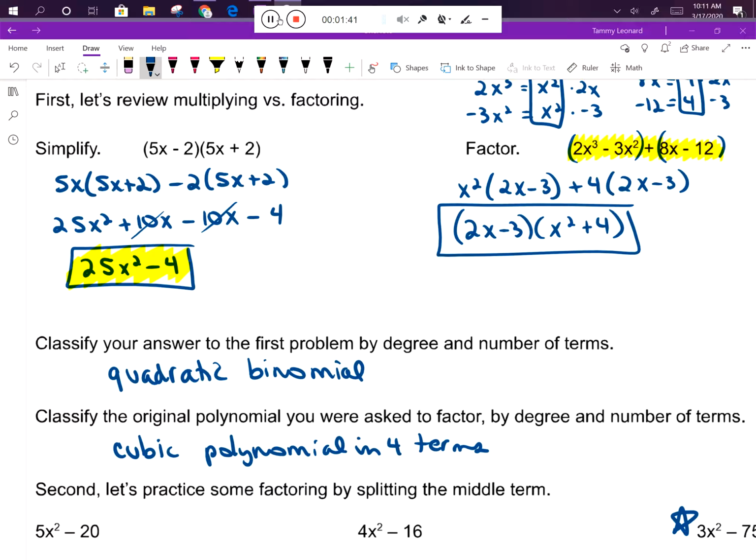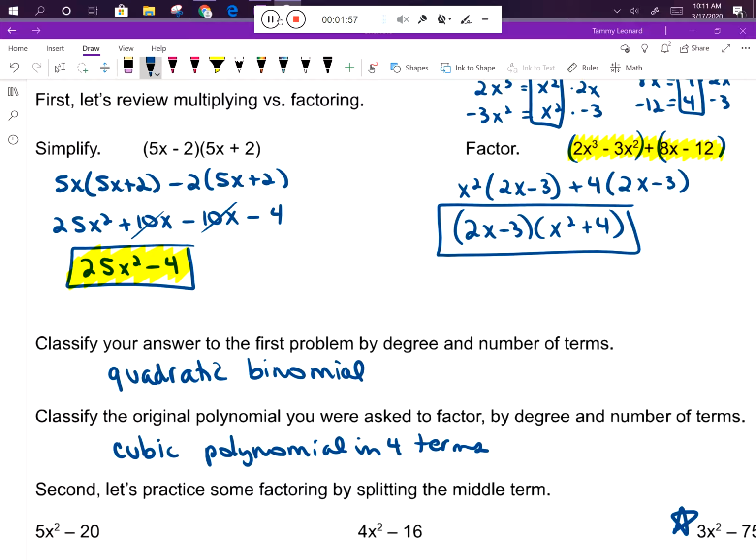So the first one is a quadratic binomial. Quadratic because it has a degree of 2, and binomial because it has 2 terms. The second one was a cubic polynomial in 4 terms. The highest degree we see is 3, and it has a total of 4 terms.